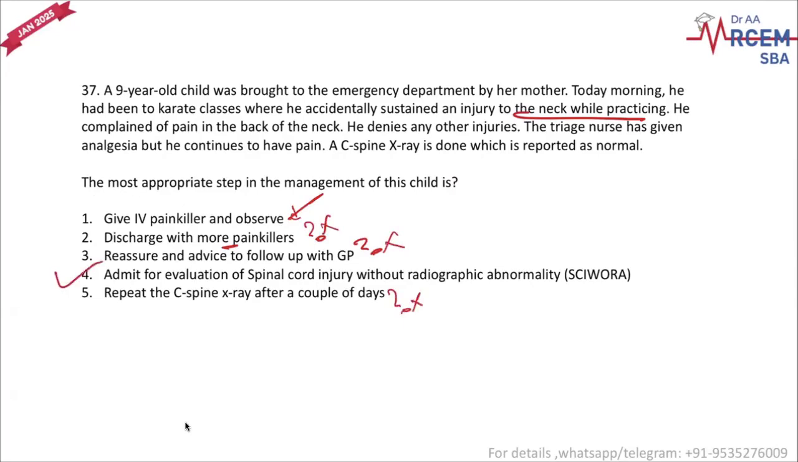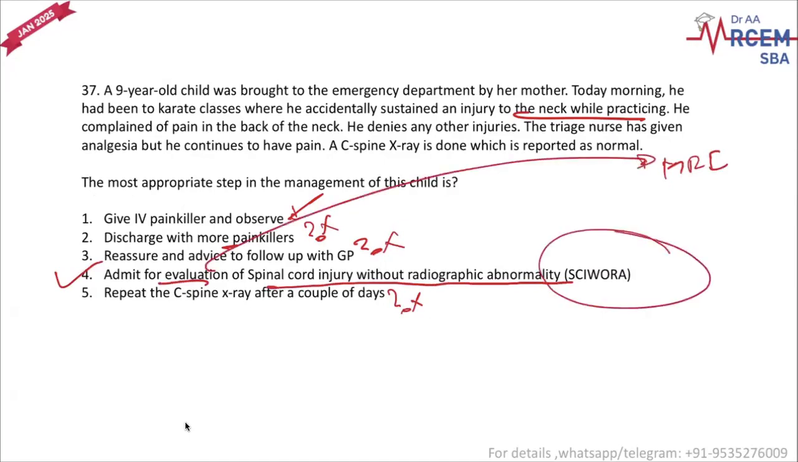Why do you want to admit this patient? Because most of the time there might not be a fracture, but there might be an underlying spinal injury present. Sorry, spinal injury might be present without a cervical spine fracture. It is commonly seen in children because of the increased flexibility of the vertebrae. So this patient requires an MRI scan to rule out spinal cord injury without radiological abnormality. So you admit for further evaluation. That is nothing but to get an MRI scan done to rule out spinal cord injury without radiological abnormality.